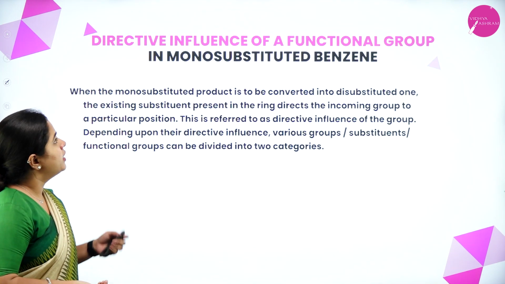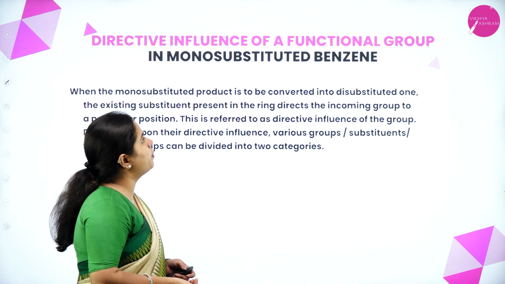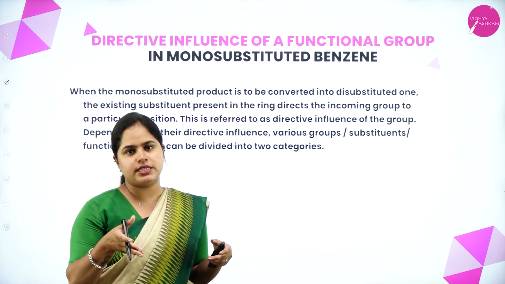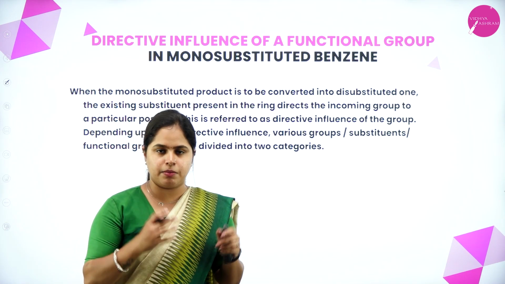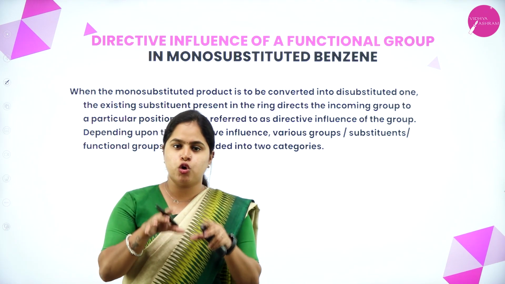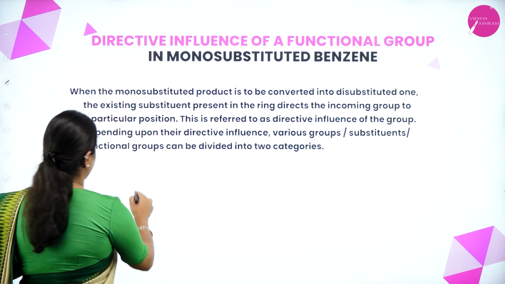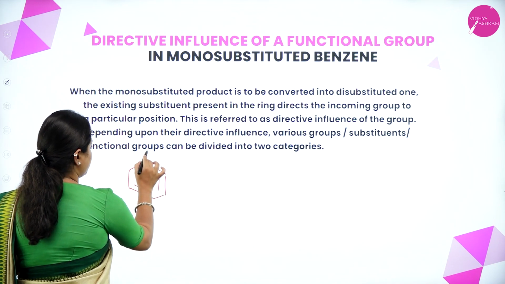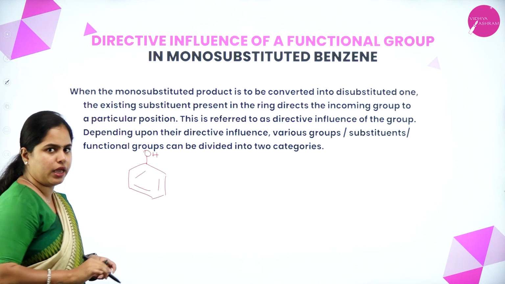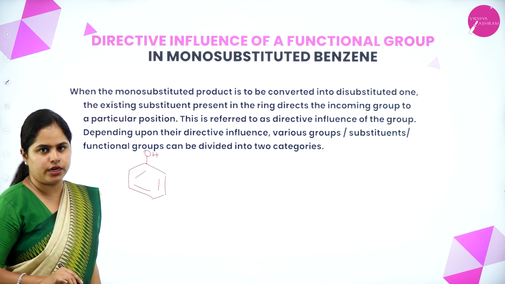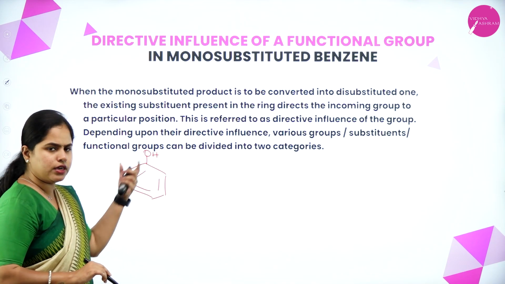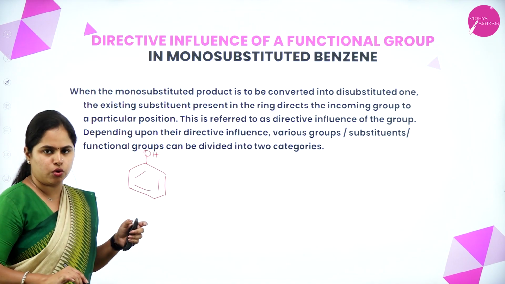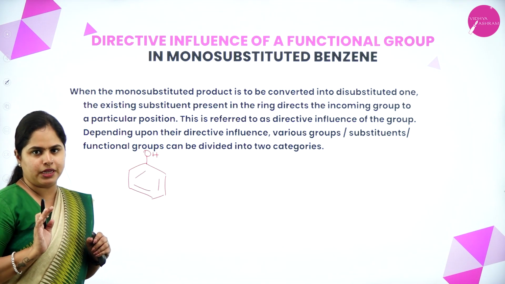Moving on to the next one, directive influence of a functional group in mono-substituted benzene. If you have a benzene which is mono-substituted, that means it just has some group substituted to it. For example, let's take phenol. That means on the benzene ring you have a hydroxy group, OH. This is mono-substituted because it has only one substitution, one OH group. Benzene is substituted by an OH group, so this is mono-substituted benzene.